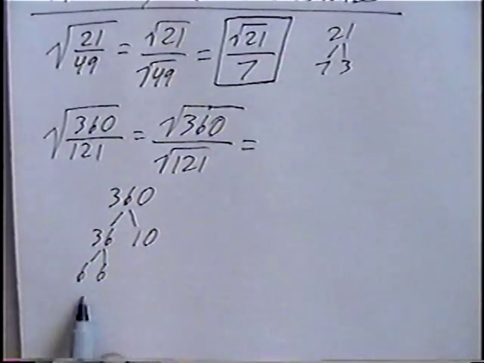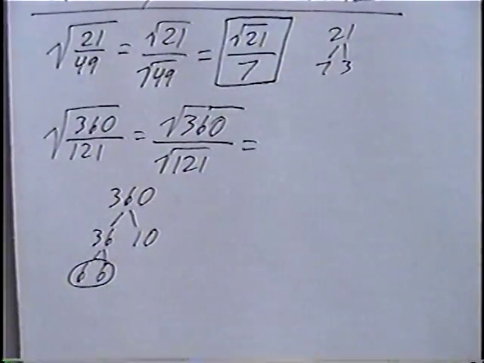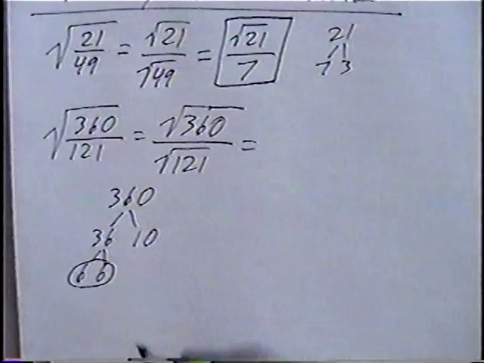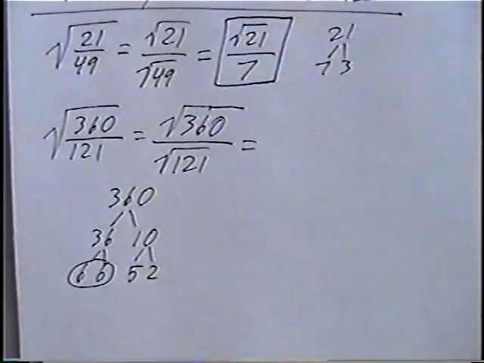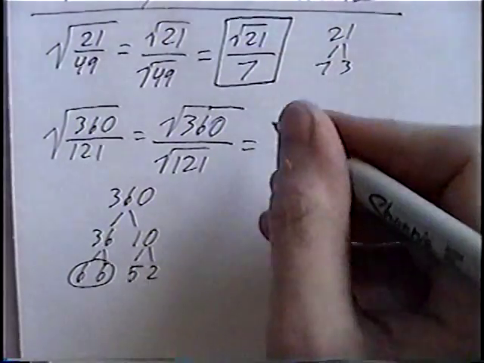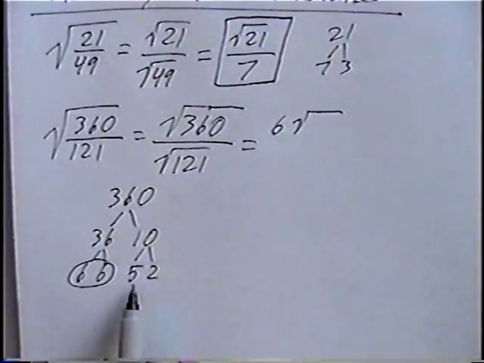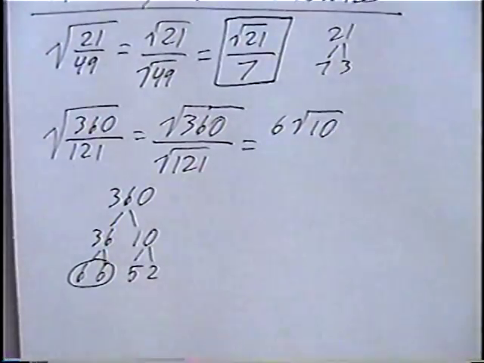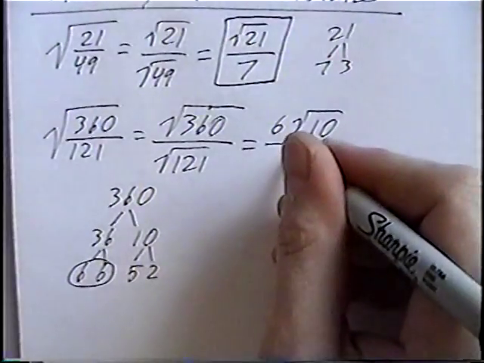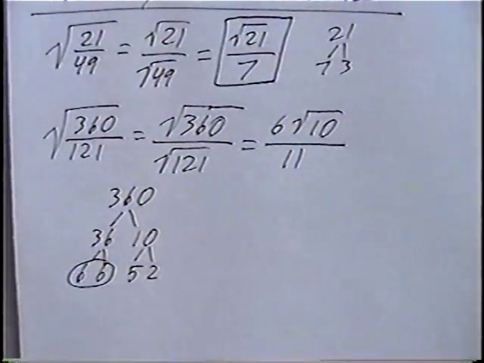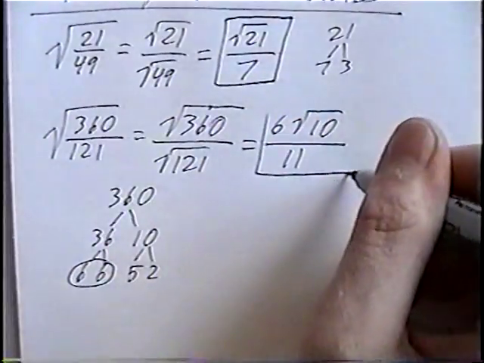One shortcut, we could factor these 6's here, or again, we can circle them because we're looking for pairs of numbers. The 10 we can factor, 2, 5, and 2. In this case, we'd have a 6 outside the radical. There's a 5 and a 2 left. Multiplying those, we'd have a 10 inside the radical. And the square root of 121 would be 11. So our final answer would be 6 radical 10 divided by 11.